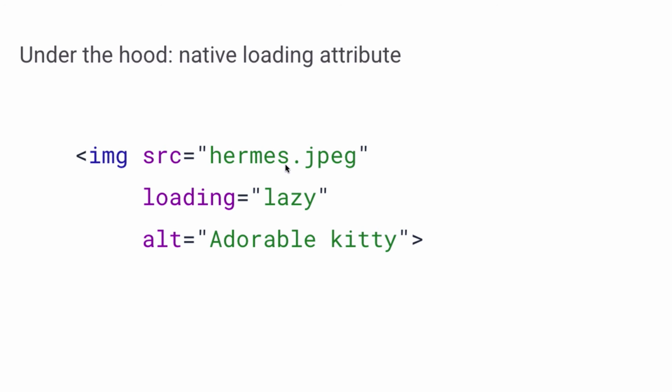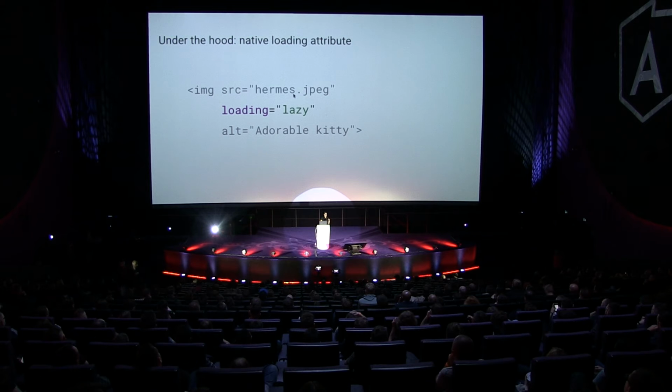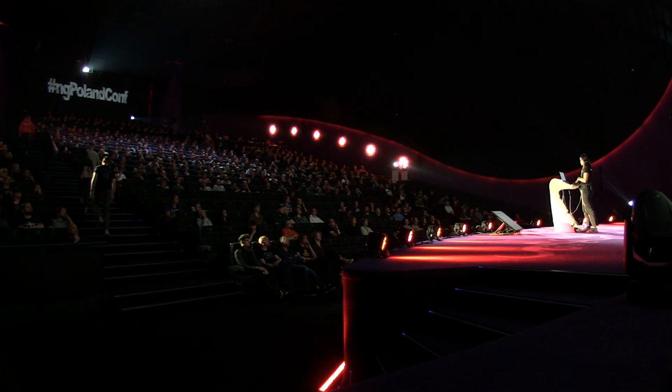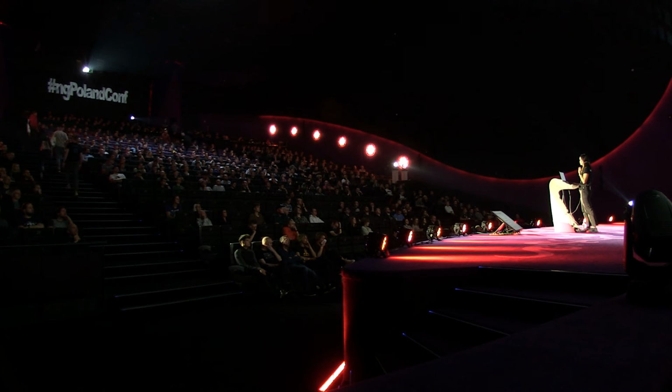Under the hood, what it's doing is adding this native HTML loading attribute to the image tag and setting it to lazy. This loading attribute has been around for a few years, but it's only this past year that it's gotten full cross-browser support. So now you don't have to use a JavaScript lazy loading library, you can just go ahead and add this attribute.